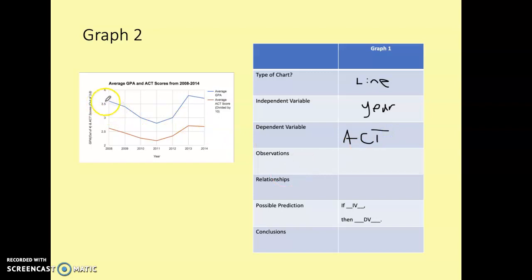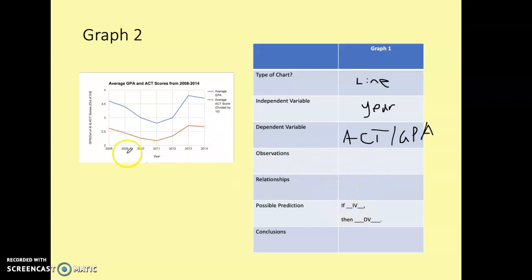Okay, observations. There's a trend between ACT and GPA. Okay, so observations, like as you see, there's a strong relationship between ACT scores and GPA. Okay, that's one observation. In general, as one goes up, the other goes up. So there's no clear relationship here except that ACT and GPA are correlated.